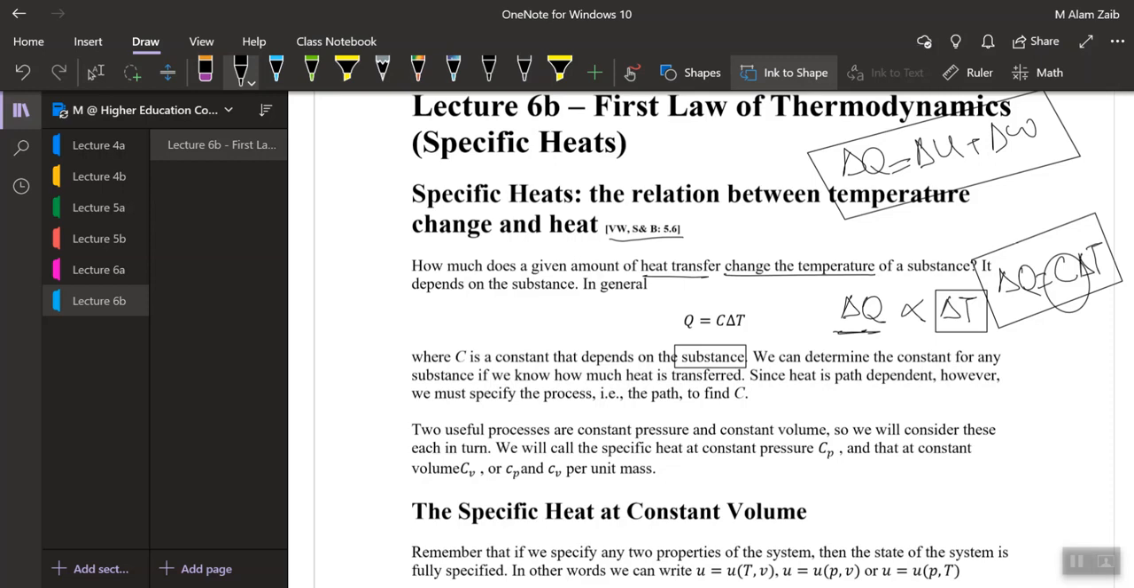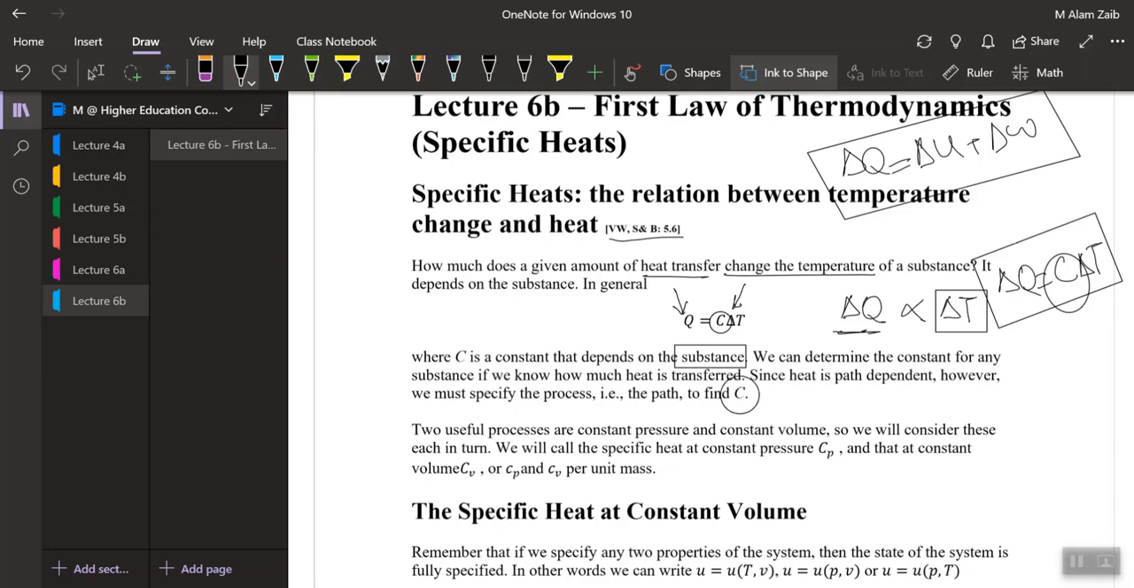Now the question would arise, what actually is C, whether it's a path dependent property or a state dependent property. If you can imagine, Q is path dependent as it depends on the process itself. If you define T, actually it's a state property and it depends on the state only. So what about the C itself?